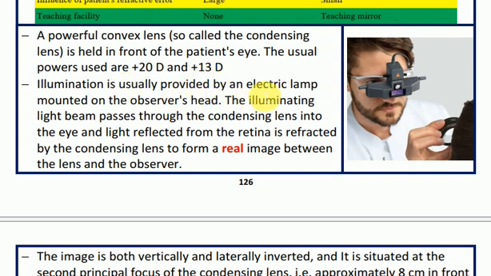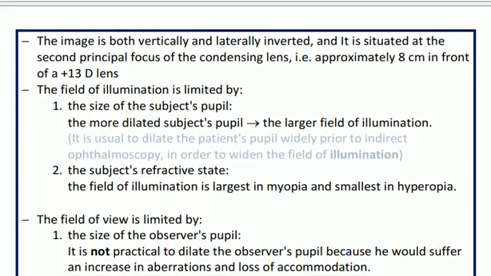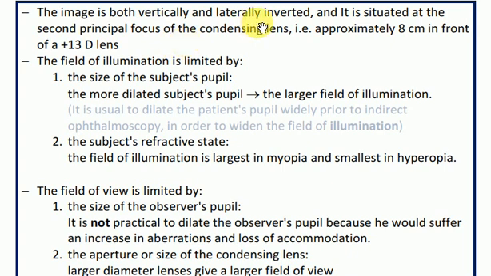Illumination is usually provided by an electric lamp mounted on the observer's head. The illuminating light beam passes through the condensing lens into the eye, and the light reflected from the retina is refracted by the condensing lens to form a real image between the lens and the observer. This image is both vertically and laterally inverted.